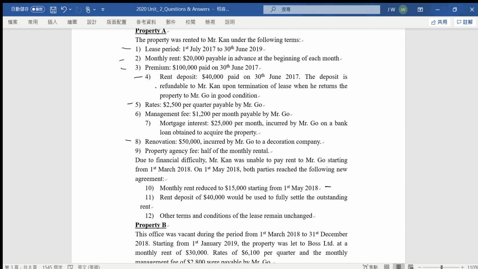Okay, because of that, you will find that, first of all, it doesn't have the assessor's approval, and you cannot claim any irrecoverable rent, right? And secondly, they have also reached a settlement and used the house deposit to cover it, and that's why there is no irrecoverable rent actually. Okay, and then other terms and conditions of the lease remain unchanged. That will be the question.